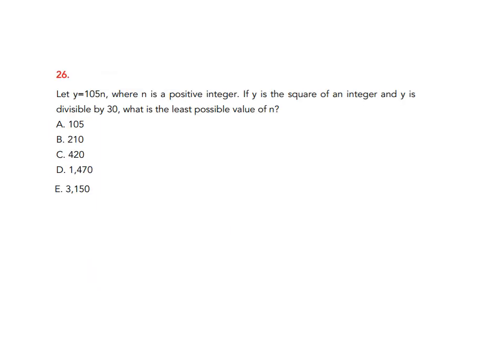Then the 26th question. Let y equal 105n, where n is a positive integer. If y is the square of an integer and y is divisible by 30, what is the least possible value of n? So what are the conditions? n must be a positive integer, y is the square of an integer and it is divisible by 30. Let us use the option test.